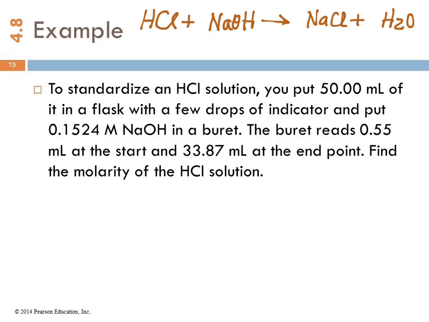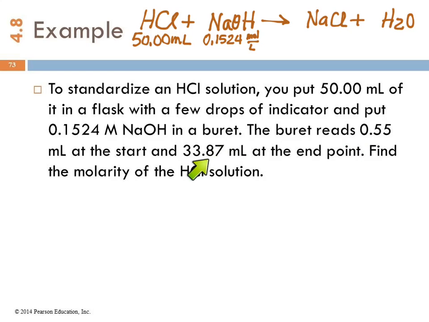Of the HCl, right? So 50.00 milliliters of that. The next number, 0.1524 moles per liter sodium hydroxide. So I'm going to write that under sodium hydroxide. 0.1524 moles over liters. Because it's so easy to forget what the capital M means. So just write it out.